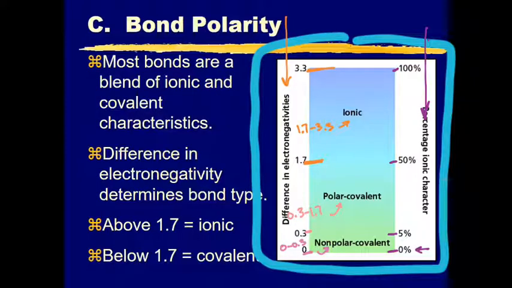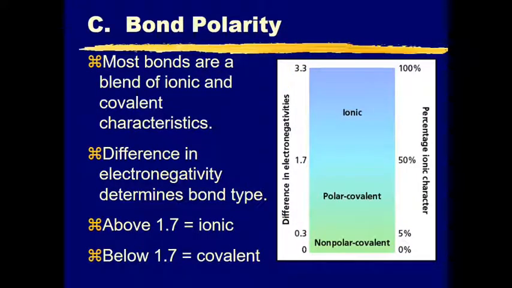We could have easily labeled that axis as percentage covalent character, but if we would have, your percentages would have been flipped. You would have had 100% at the bottom, 0% at the top, 50% in the middle, because again, percent covalent character, expect it to be a higher percent towards your nonpolar covalent bond. So again, make sure you have that in your notes and you understand what's going on.